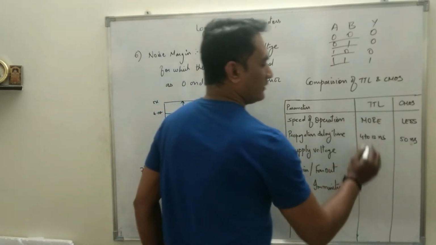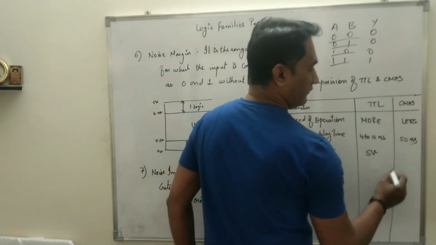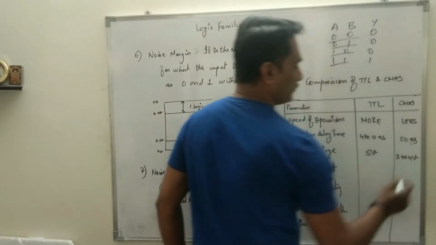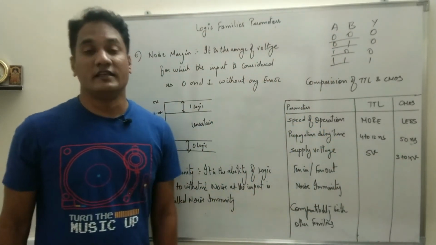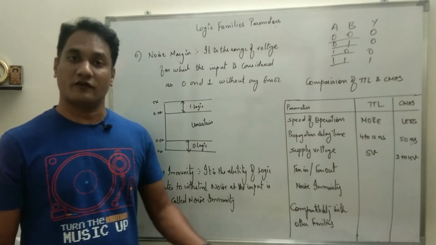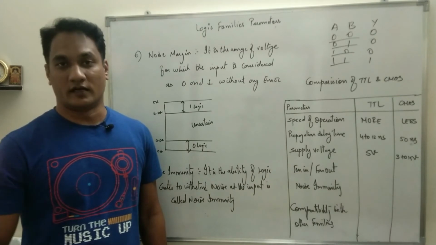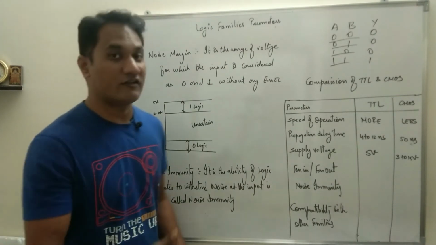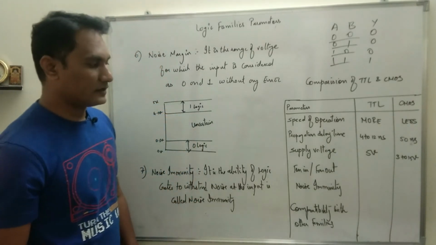Supply voltage, TTL works at a fixed supply voltage of 5 volt, whereas CMOS can work within 3 to 15 volts. It gives you the variability. Okay, so if you have a power supply of 9 volt, 5 volt or 12 volt, it will work. All the CMOS logic gates will work within that particular range. So that flexibility will be there for CMOS.